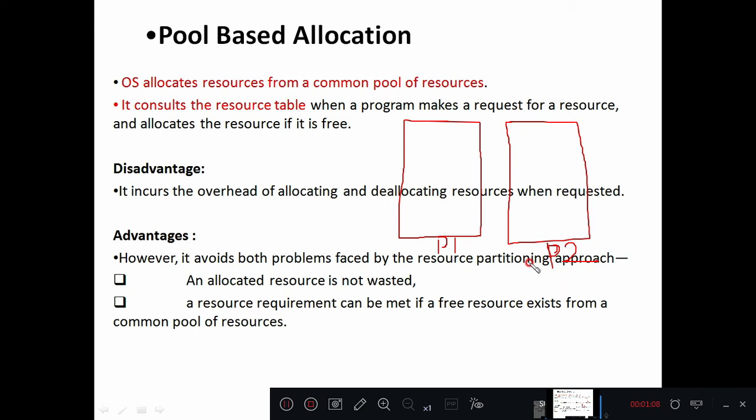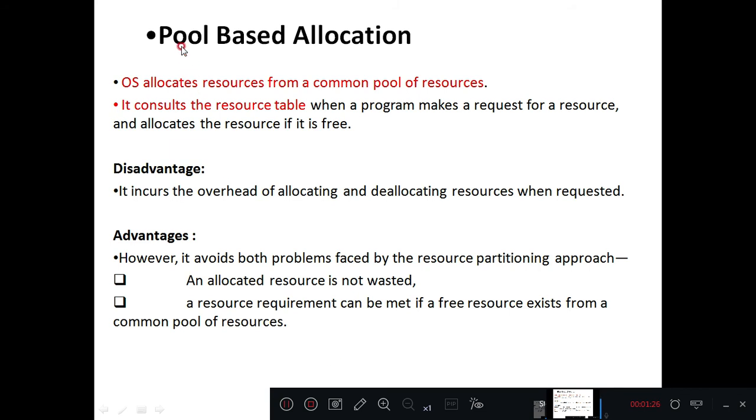In partition based allocation, even though the user doesn't require that particular resource, the operating system will allocate that resource to the user, right? So to avoid that problem, one more strategy is used, which is called pool based allocation. In this, the OS allocates resources from a common pool of resources.